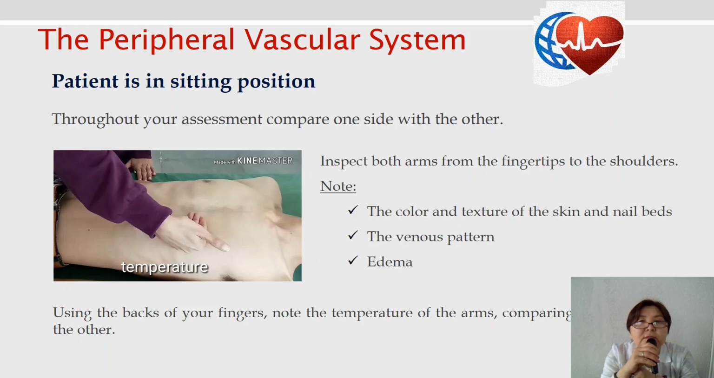The peripheral vascular system. Patient is in sitting position. Throughout your assessment, compare one side with the other. Inspect both arms from the fingertips to the shoulders. Note the color and texture of the skin and nail beds, the venous pattern, and edema. Using the backs of your fingers, note the temperature of the arms, comparing one side with the other.